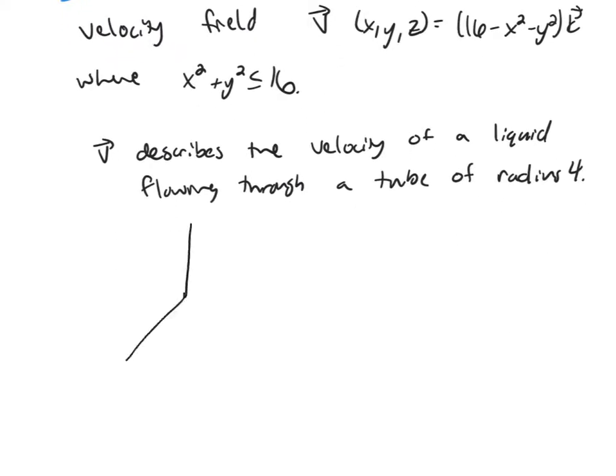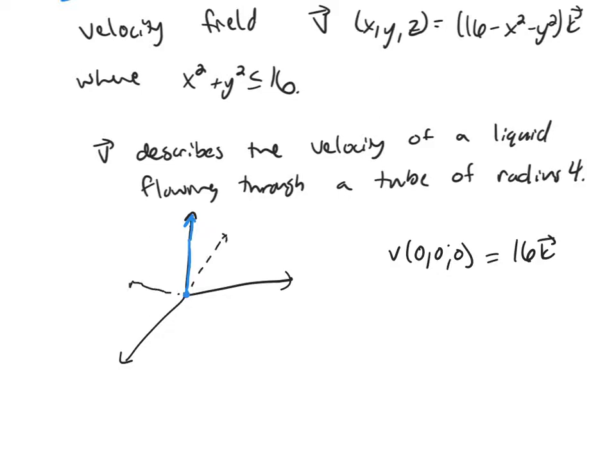So here's my three-dimensional system. And you're going to plug in some points. So let's start with the origin. I get 16k. So at the origin, I get a vector going straight up the z-axis, with a length of 16. And so we're going to stick with focusing on our xy plane.